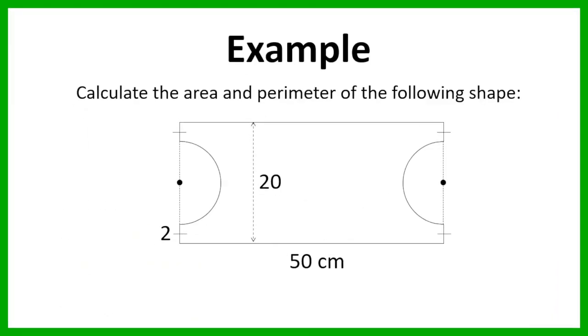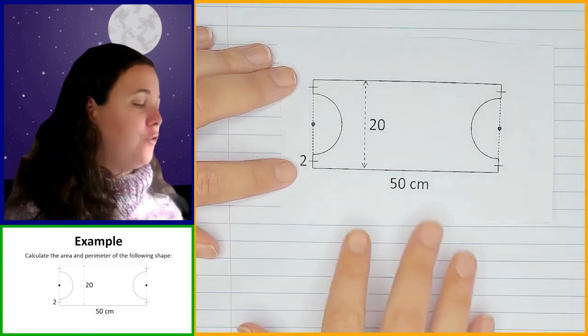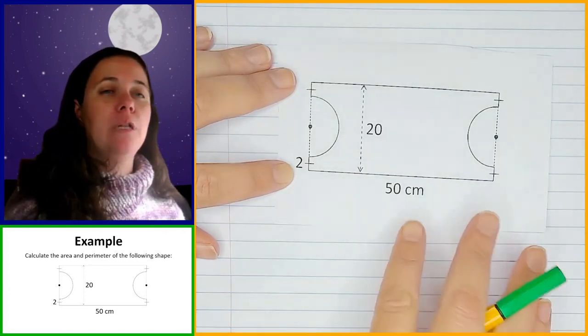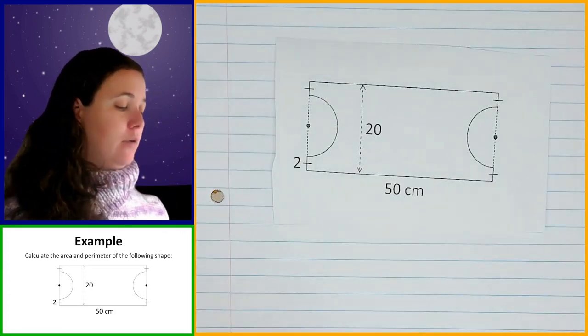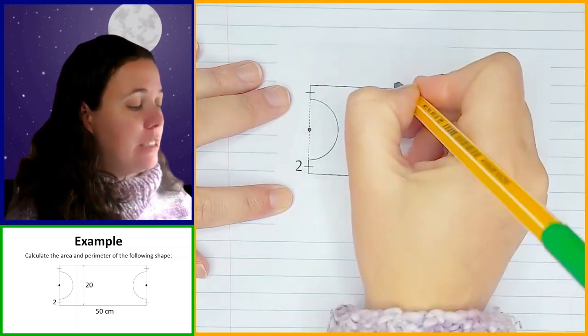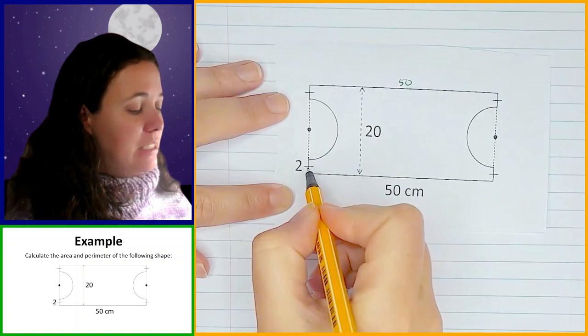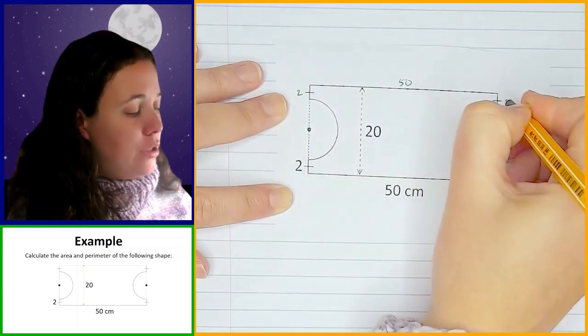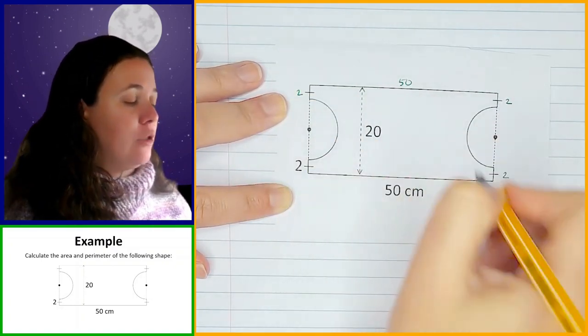In this example, we have got a rectangle over there, which has had two half circles cut out of it. Okay, so let's have a look at what we're going to do with this example. So first of all, let's go and fill in all the lengths that we already know but aren't written on here. So if this is 50, that means that this is also 50. If this is 2, then this is also 2, and this is also 2, and this is also 2, because they told me that those are equal.